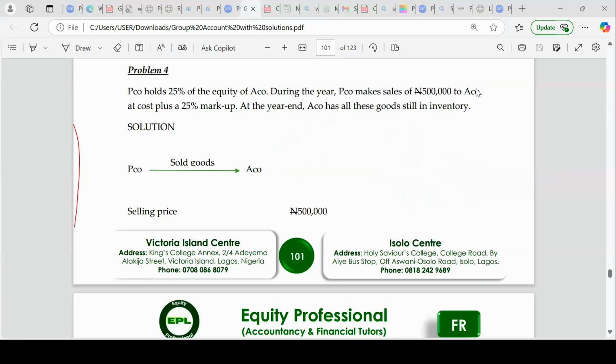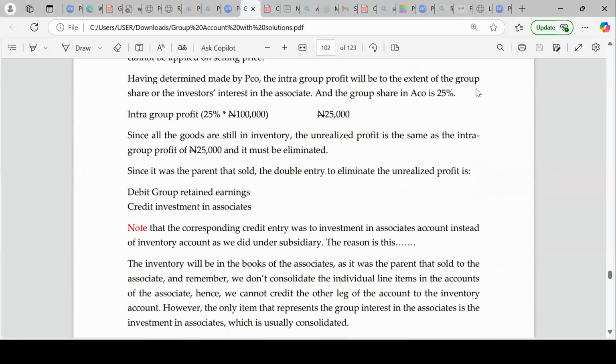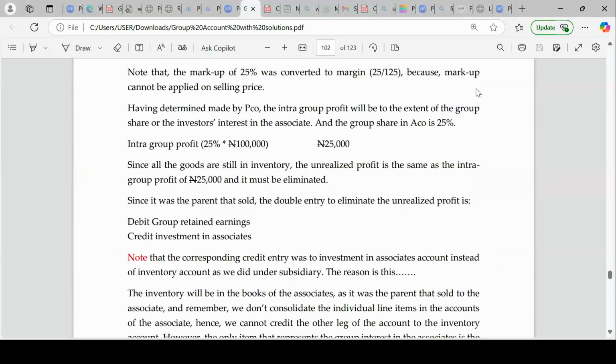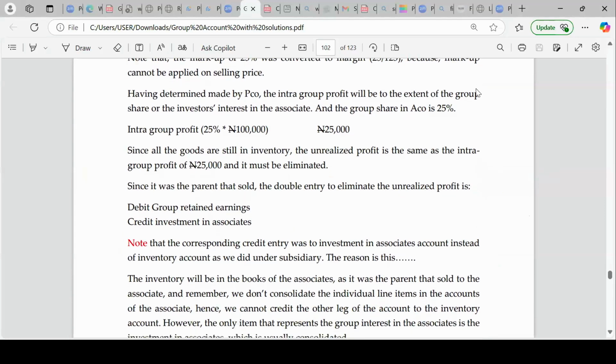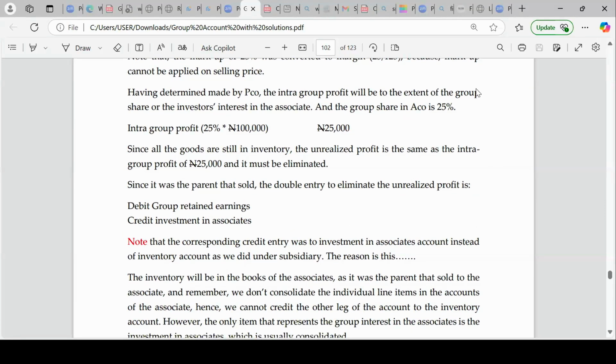All right. Now let's go further down and see what other direction the note is giving us. We're now told that since all the goods are still in inventory, the unrealized profit is the same as the intragroup profit of 25,000, which will now be eliminated. Now, since it was the parent, or the investor, but it's not a parent in this instance, selling to the associate, we're going to debit, this is very straightforward, group retained earnings and credit the carrying amount of the investment.